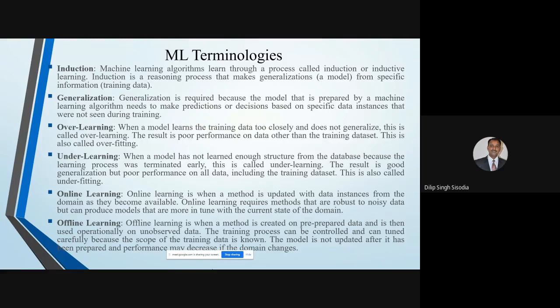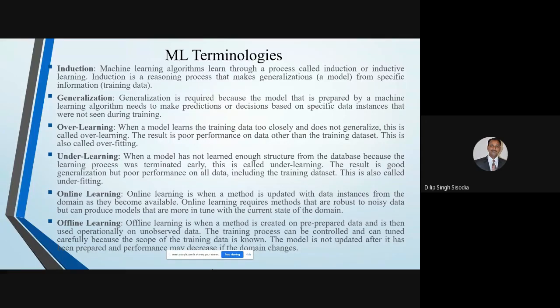Online learning: in online learning, the method is updated with data instances from the domain as they become available. Online learning requires methods that are robust, because in online learning we are taking data in real time. Any algorithm can be converted into an online algorithm, but it should be designed to be robust to noisy data, because there is no time for data pre-processing or to inspect the data rigorously.